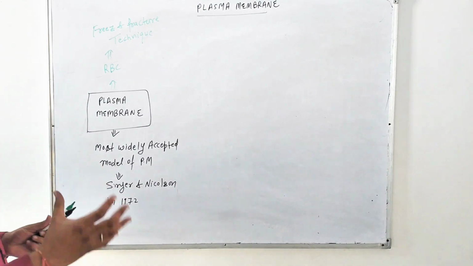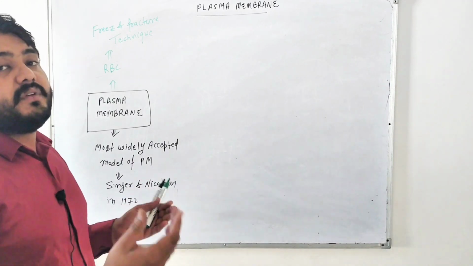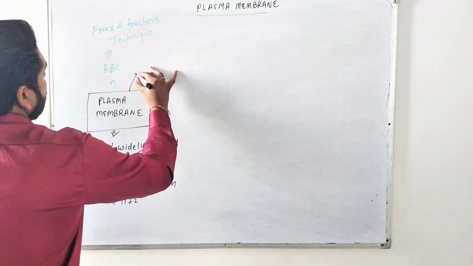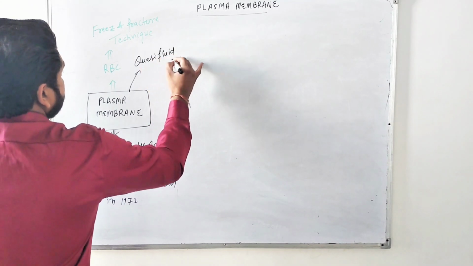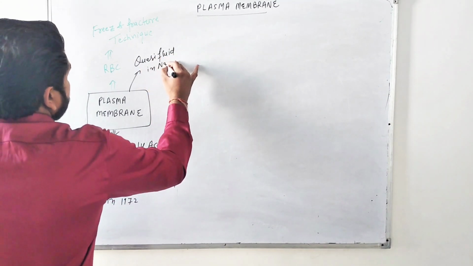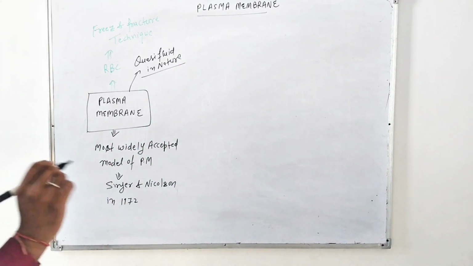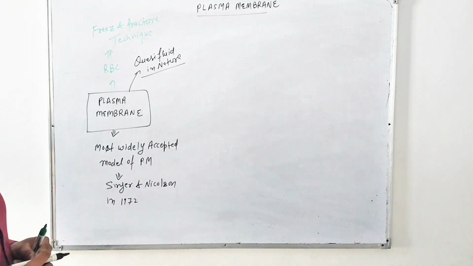So what are the components of the plasma membrane? What is present inside the plasma membrane, and what is the nature of the plasma membrane? The nature of the plasma membrane is quasi-fluid. You will ask me, sir, what is the meaning of quasi-fluid? Quasi-fluid means it is neither solid nor liquid, like honey you might have seen. So it has that nature, quasi-fluid in nature.